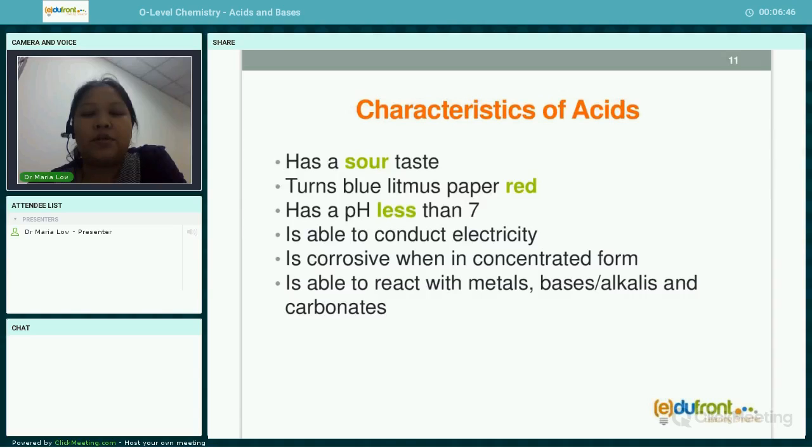Most importantly, acids are able to conduct electricity because of the hydrogen ions that are dissociated in the aqueous form. We have free ions to allow electricity to be conducted through the aqueous solution. Acids are also corrosive when in the concentrated form, so handling of acids has to be very careful. We also should know that acids are able to react with metals, alkalis, bases, and carbonates. So we are going to look at some of the common reactions that acids have.